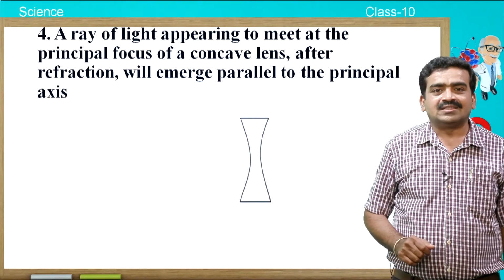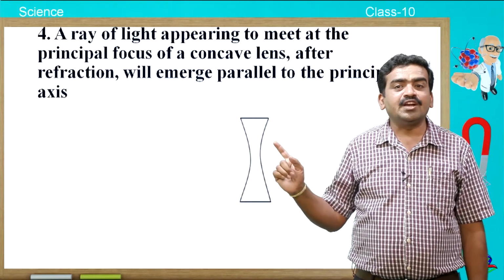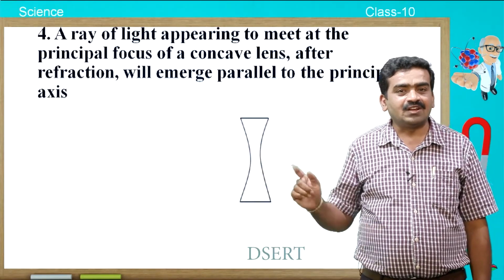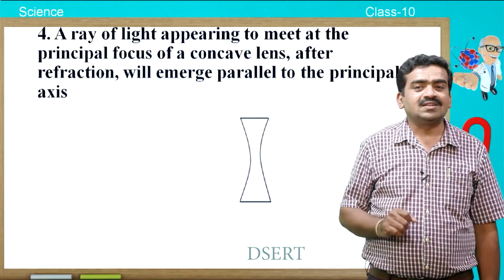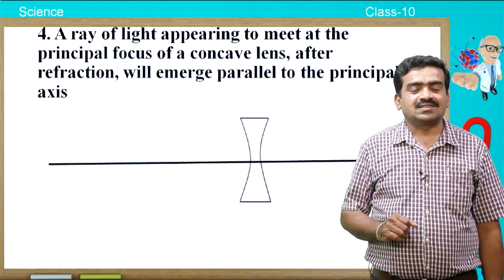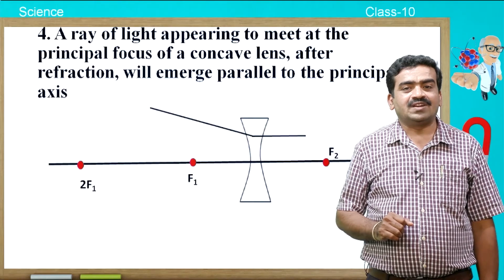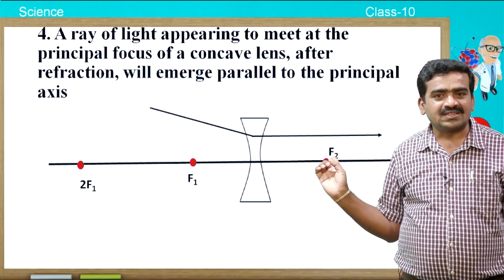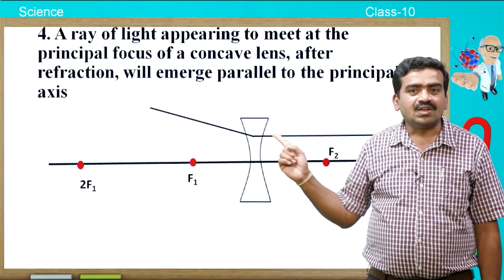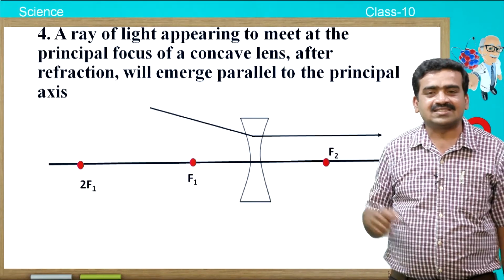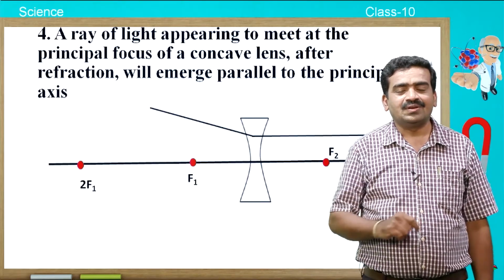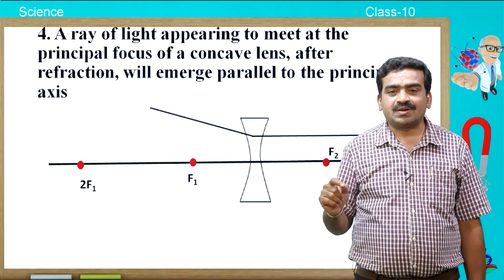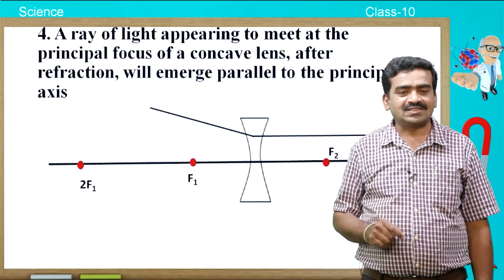The fourth property is a ray of light appearing to meet at the principal focus of a concave lens, after refraction, will emerge parallel to the principal axis. So, if it appears to be directed towards the principal focus, after refraction it moves parallel to the principal axis. This is what you have to know. It is very useful in drawing ray diagrams with respect to the concave lens as well as the convex lens.